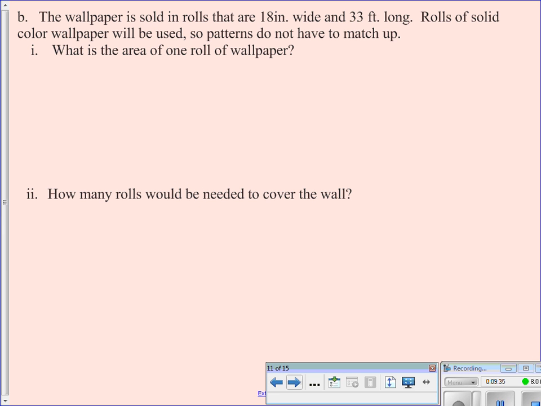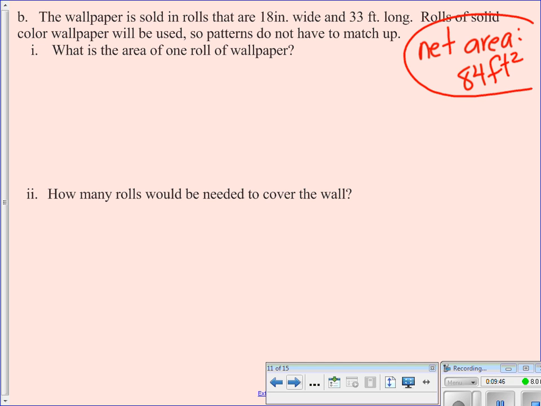Okay, so now that we know how much we have to cover, what was my net area? 84 feet squared. All right, so that's what I need to actually cover. Now the wallpaper is sold in rolls that are 18 inches wide and 33 feet long. My daughter had to think about this yesterday when we were at the dollar store and she was buying wrapping paper for her friend's locker. She had to make sure she had enough wrapping paper to cover her friend's locker. We need to make sure we buy enough wallpaper to cover the wall.